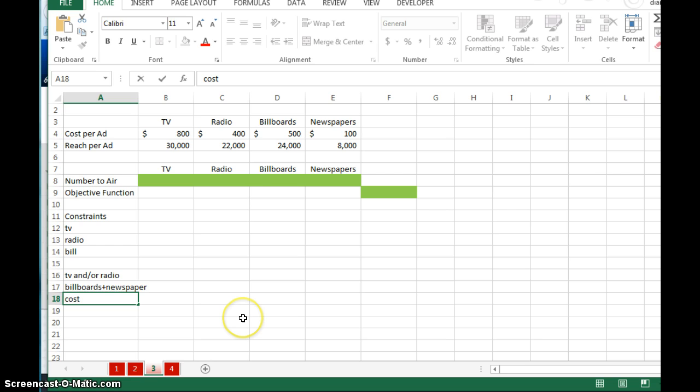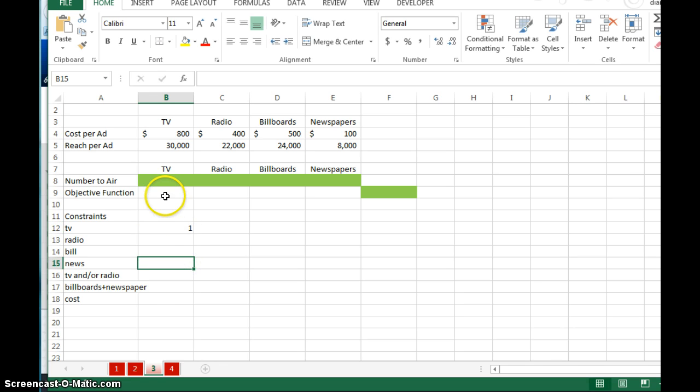You're also going to have a constraint that is cost. So you're going to have all of these different constraints. And for some of these, like TV, you're going to put in, for each TV ad, a 1 so that it multiplies times the objective function, which is your reach.